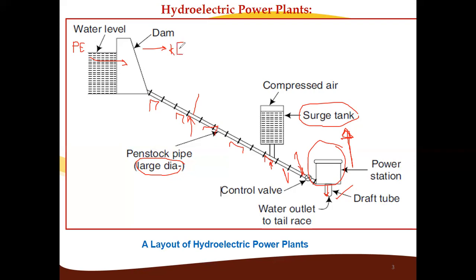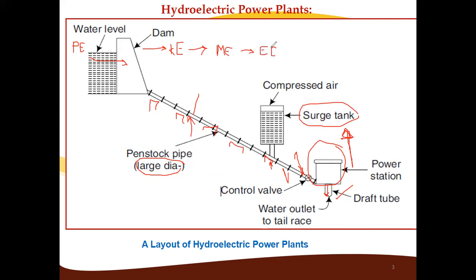Then this kinetic energy strikes the water turbine, which converts this kinetic energy into shaft power, also called mechanical energy. Now this turbine rotor is connected to a generator, which converts mechanical energy into electrical energy, or electricity.